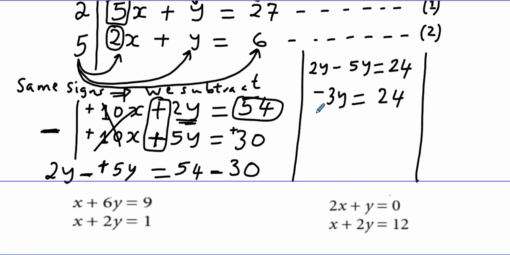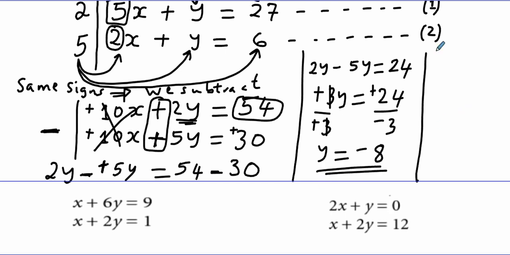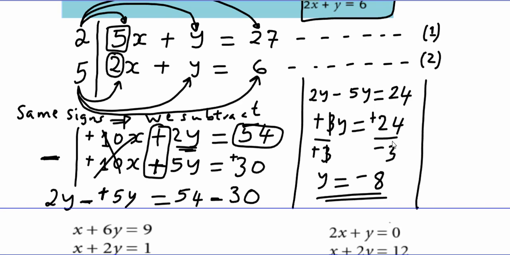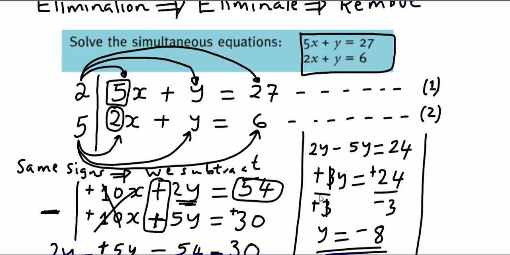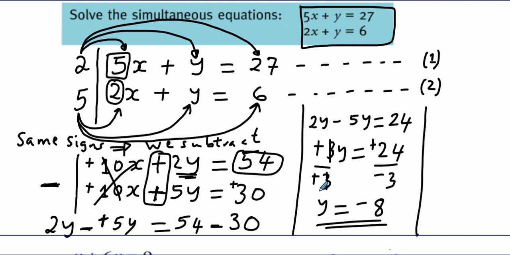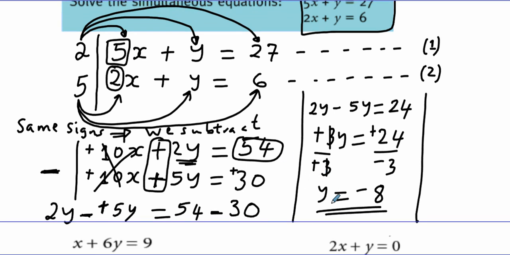Now to find the value of y, you need to divide by negative 3. Positive divided by negative is negative, so y equals negative 24 divided by 3. 24 divided by 3 is 8, so negative 8. See that? Cool, yeah? Good. Now we have got the value of y. You can pause the video and transfer the notes for the value of y.